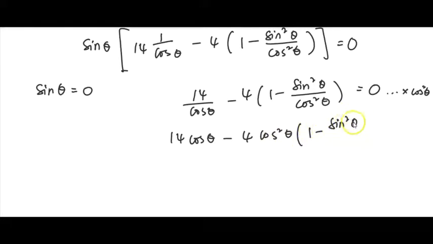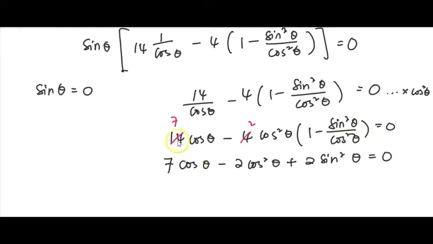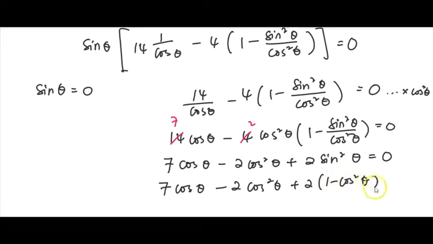And now we simplify it. Okay, simplify the left hand side. At the same time, I divide the 14 and the 4 by 2 on both sides. Okay, so now I would like to change everything in terms of cosine. Here will be 7 cos theta minus 2 cos squared theta. And the 2 sine squared theta converted into 1 minus cos squared theta.